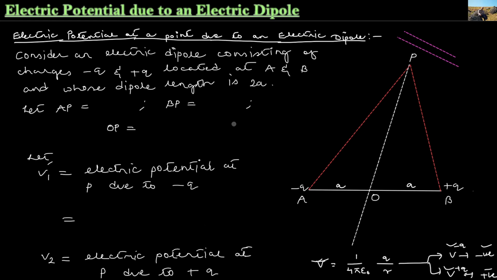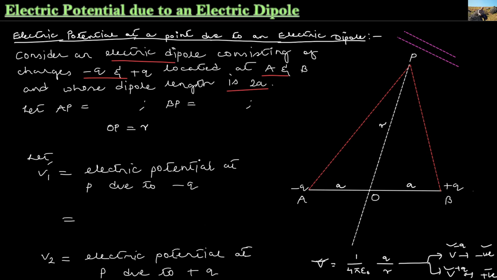Okay, so over here we have considered this electric dipole, and let this dipole be placed at a certain point. This is your electric dipole consisting of charge minus q and plus q, placed at point A and point B, and the dipole length is twice a. Then over here we consider this point P, and let the distance OP from the center O be equal to r. So from O up to P, this distance is r.